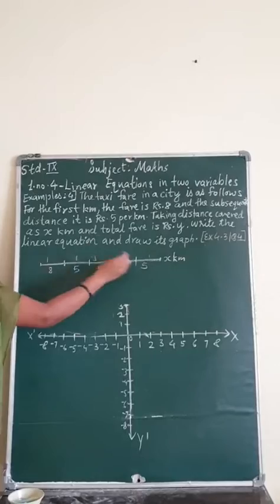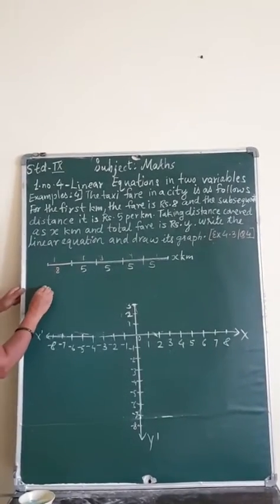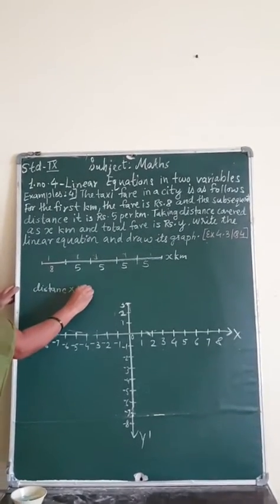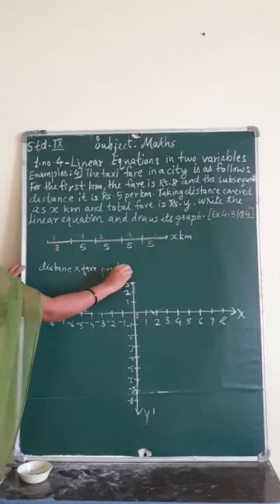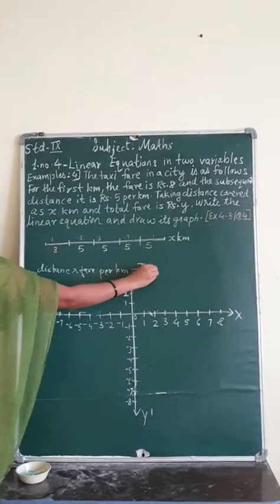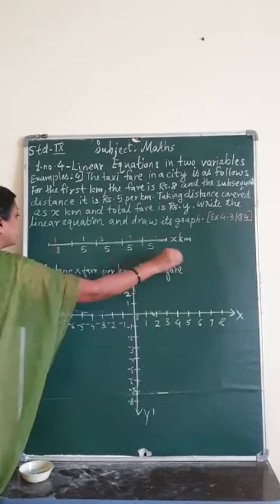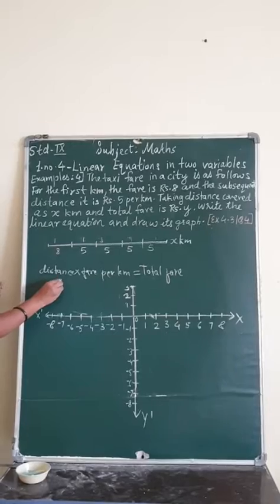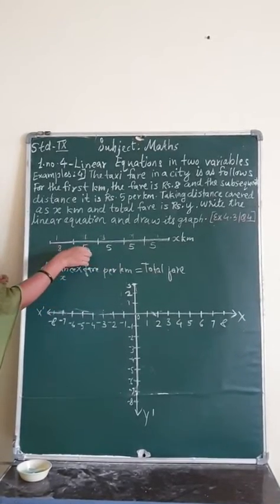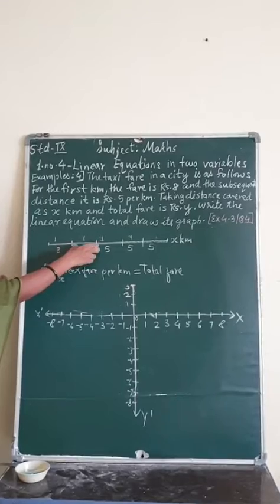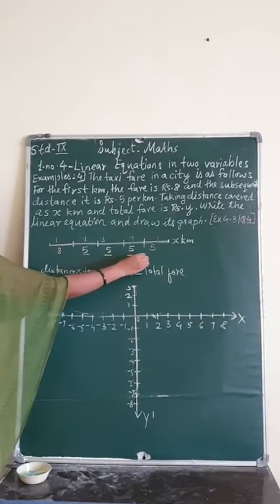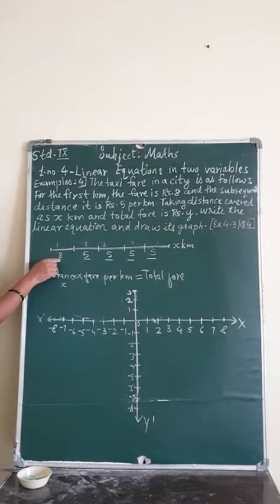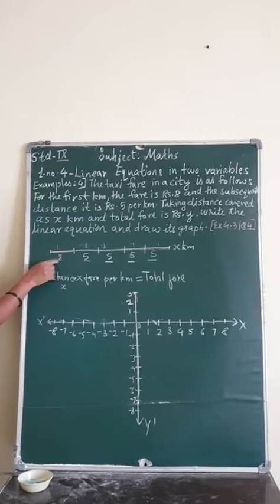So the total distance covered, how do we get it? Distance covered into fare per kilometer is equal to total fare. This is what we get. What they have given us is the distance covered, that is x. But the fare per kilometer is given in this formation: for subsequent kilometers it is uniform, 5, 5, 5, 5. But for the first kilometer they have given us rupees 8. So how will we form it?